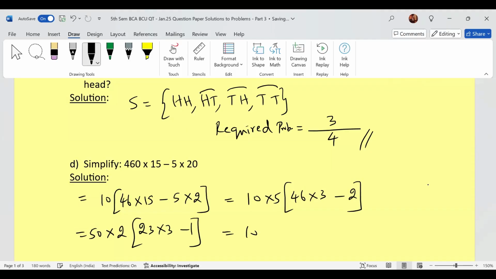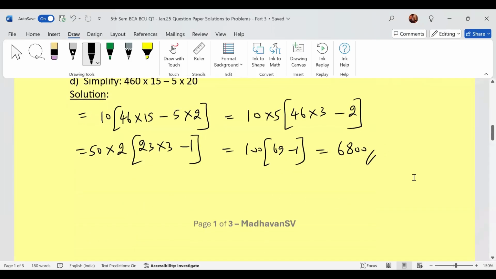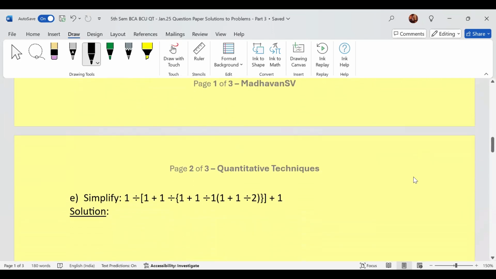50 into 2 is 100 times, this is 69 minus 1. The final result is 6,800. That will be the solution for this particular question. Now, let us move on.